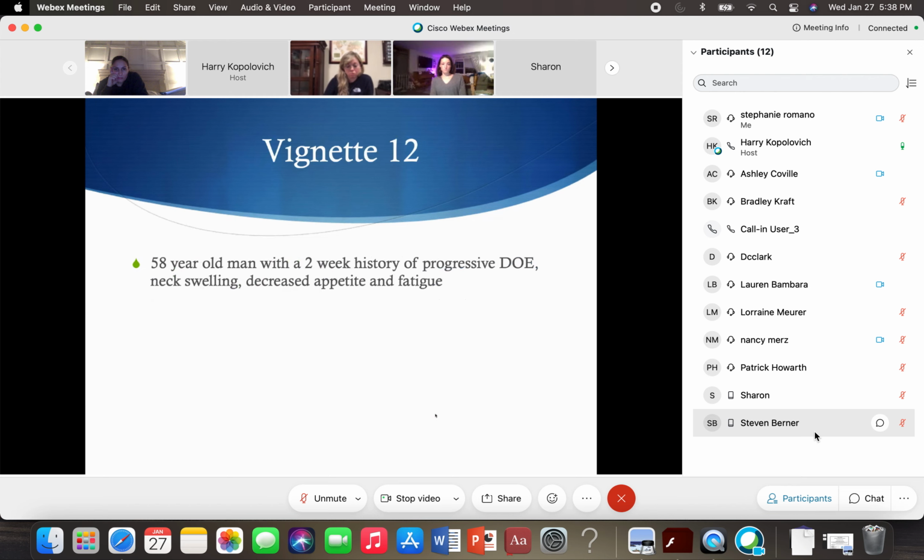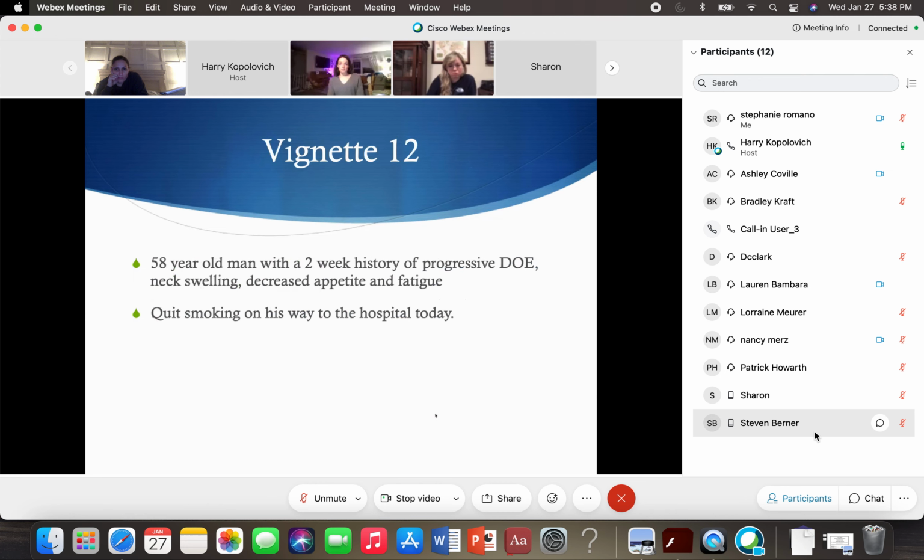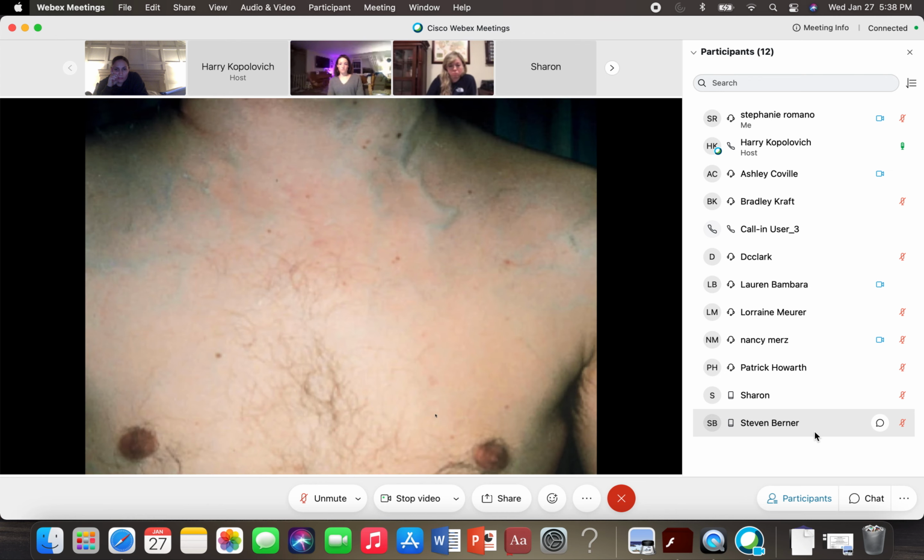Right, case 12. We've got a 58-year-old man who presents with a 2-week history of progressive dyspnea on exertion, neck swelling, decreased appetite, and fatigue. And he lets you know, by the way, he quit smoking on the way to the hospital today. This is what it looks like. Anyone want to venture a guess?